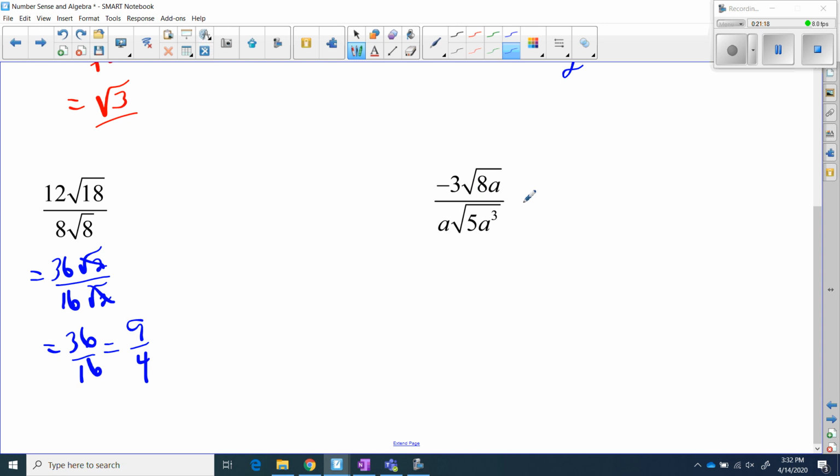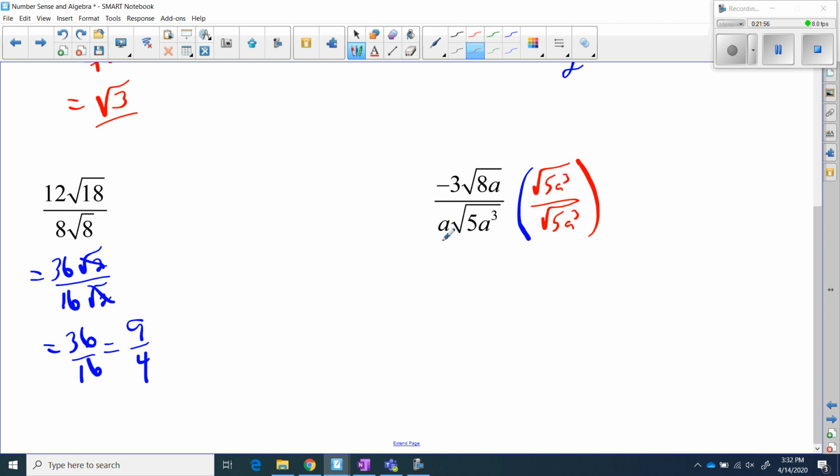All right, last one. Oh, we've got some variables now this time. Well, even if there's a coefficient here, that doesn't make any difference. You're still going to multiply by whatever radical's in the bottom, not the coefficient. So in this case, I want to rationalize the denominator. So I'm going to multiply by the square root of 5a cubed over the square root of 5a cubed. So as I said, notice it's just the radical part, not the coefficient.